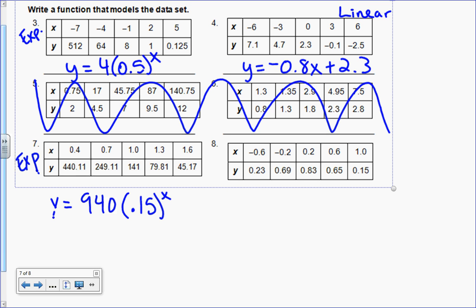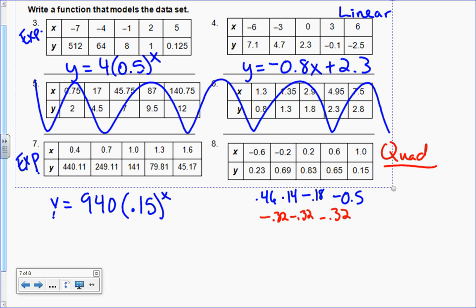All right, looking at number 8, I'm going to start with subtraction here. Okay, 0.15 minus 0.65 is negative 0.5. 0.65 minus 0.83 is negative 0.18. 0.83 minus 0.69 is 0.14, and then 0.69 minus 0.23 is 0.46. Those don't match, but I'm going to go to the second set. Negative 0.5 minus negative 0.18 is negative 0.32. Negative 0.18 minus 0.14 is negative 0.32. And then 0.14 minus 0.46 is negative 0.32. So this one is a quadratic.